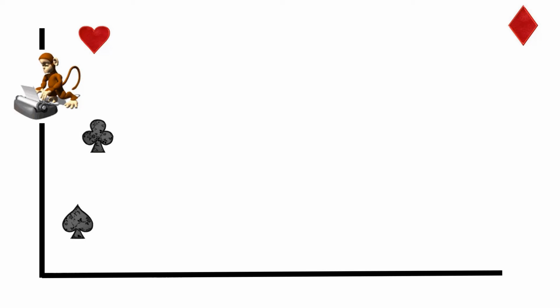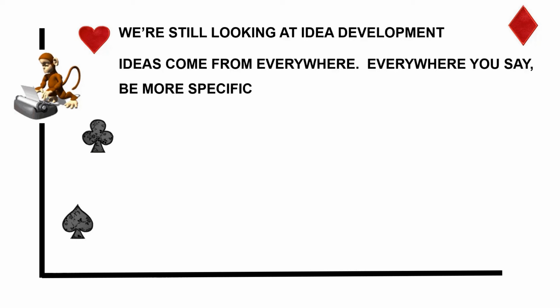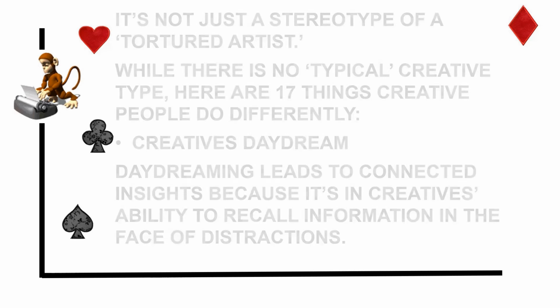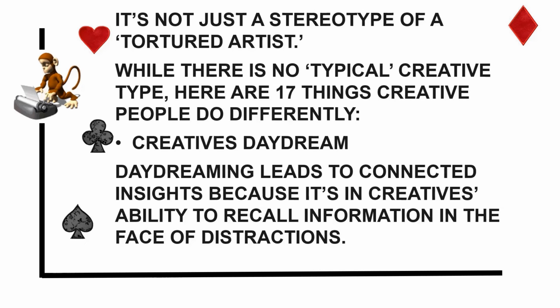We're still looking at idea development. Ideas come from everywhere. Everywhere, you say? Be more specific. As creative people, we daydream. Inspiration and ideas arise through a number of cognitive processes that are difficult to pin down because they are complex, paradoxical, and avoid habit or routine. It's not just a stereotype of a tortured artist. While there is no typical creative type, here are 17 things creative people do differently.